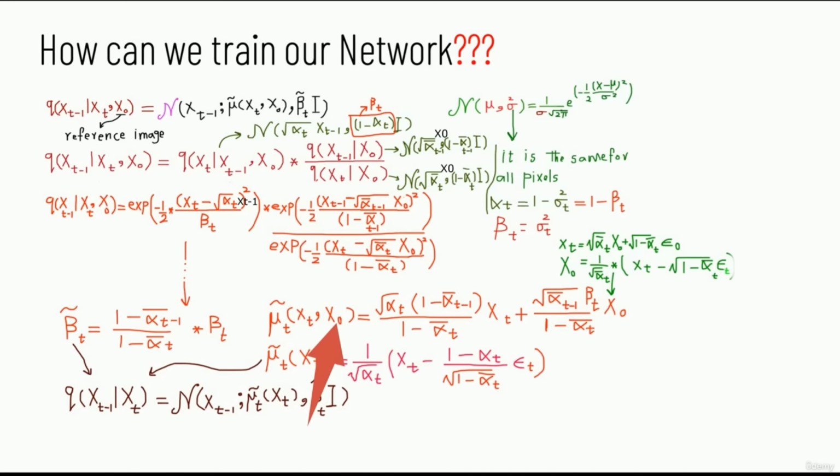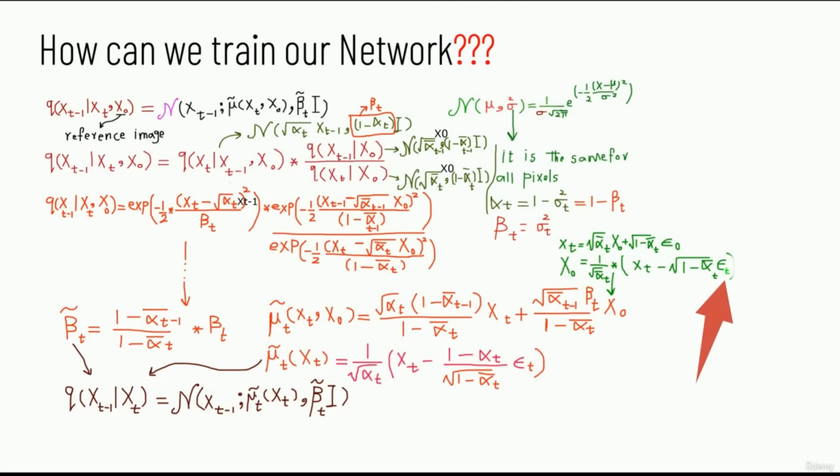But we want to make the mean just depend on the value of xt. So what should we do? As you know, we have a simple formula that will let us move directly from x0 to xt. We talked about this formula in the reparameterization trick lecture. xt is equal to the square root of alpha bar t times x0 plus the square root of 1 minus alpha bar t times epsilon. So now we will extract x0 from this formula. x0 is equal to 1 divided by the square root of alpha bar t times xt minus the square root of 1 minus alpha bar t times epsilon t.